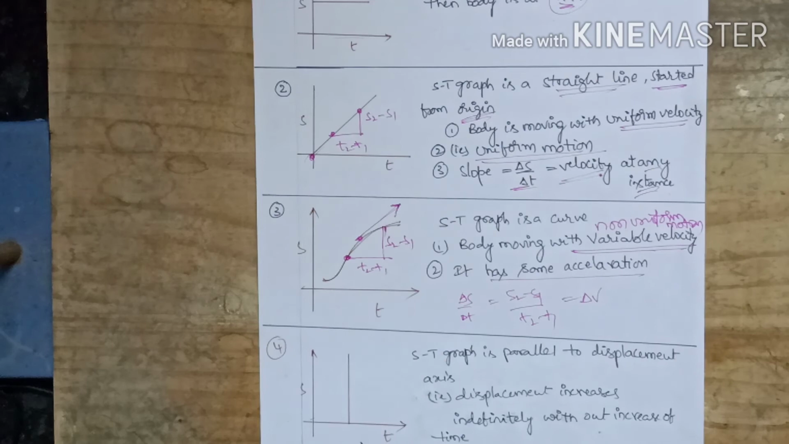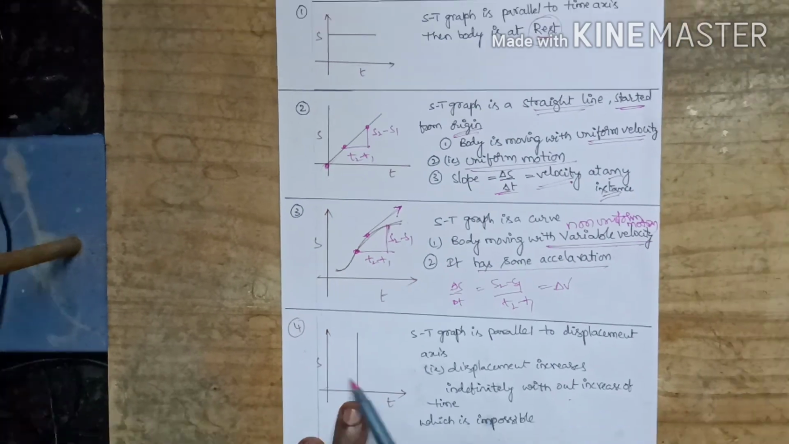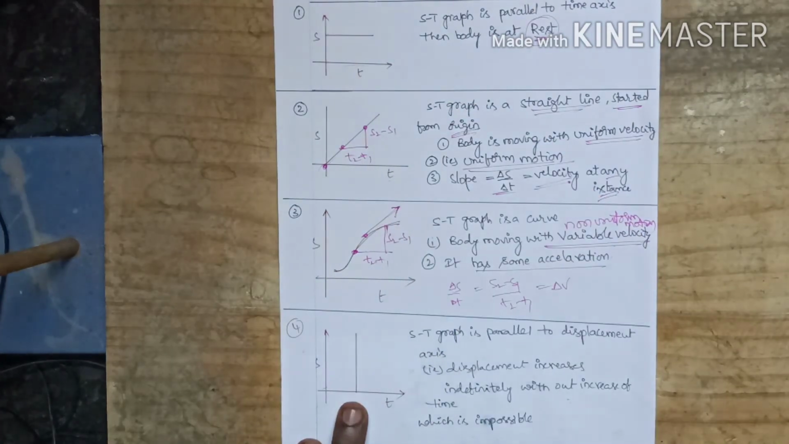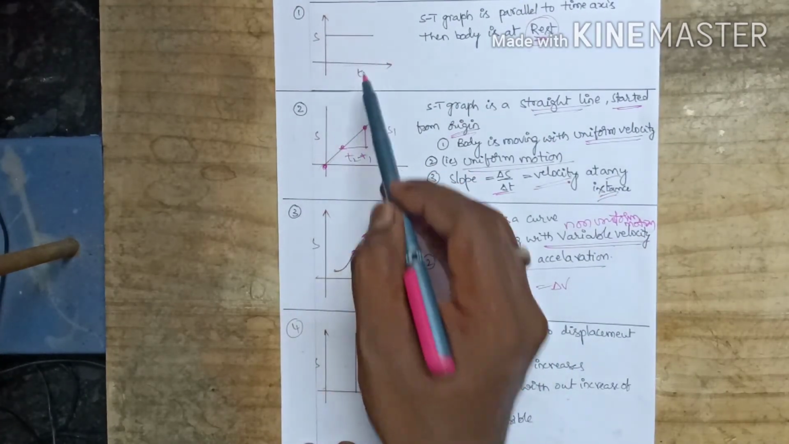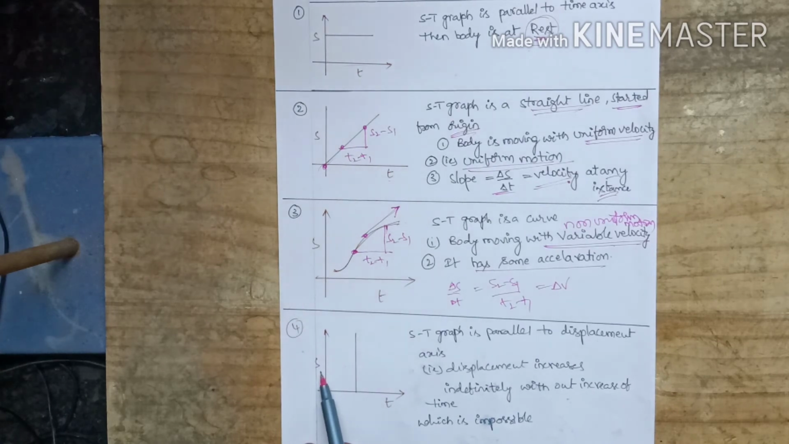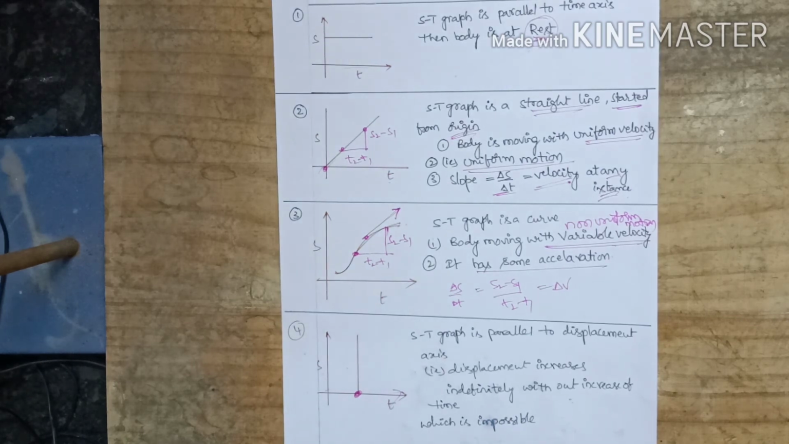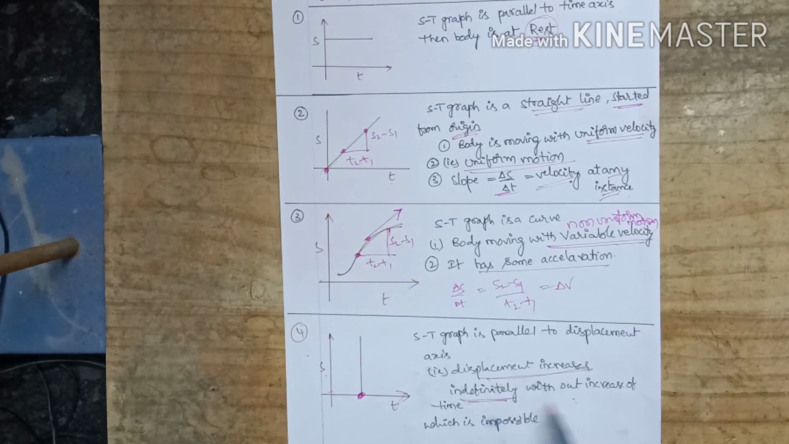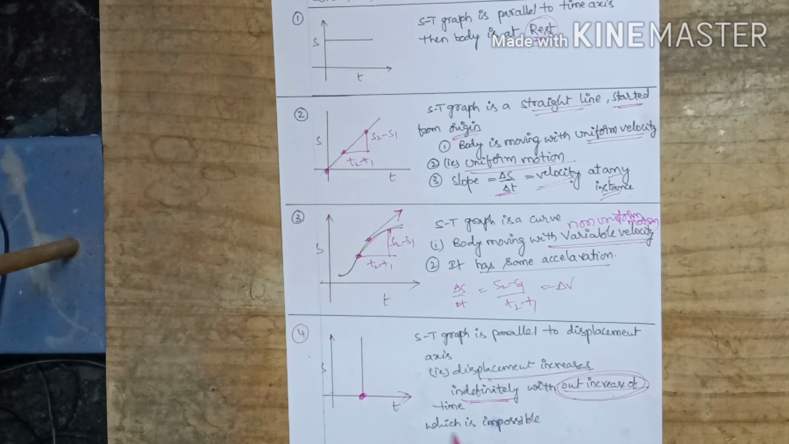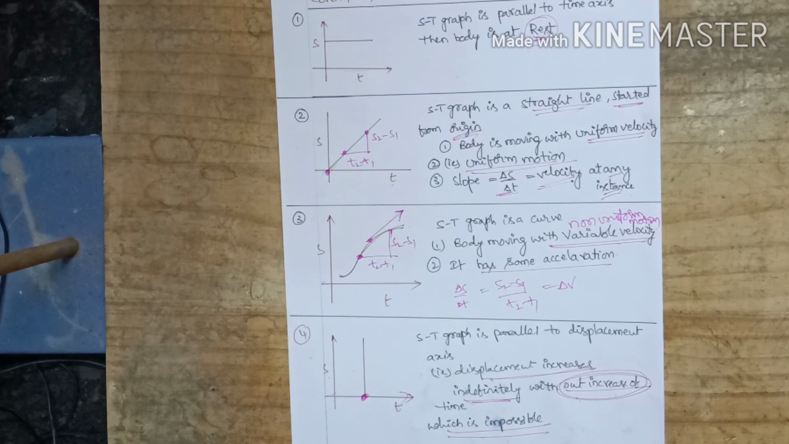Now observe the last case. Here the given graph is parallel to the displacement axis, exactly opposite to the first case. In the first case the graph is parallel to the time axis. Here it is parallel to the displacement axis. It is not possible. Why? Because time does not stay for us. Time is continuous: 1 second, 2 seconds, 3 seconds. Time continuously moves on. But what this graph is saying, constant time, means 10 hours? No, that is not at all possible. So displacement increases indefinitely without an increase of time. That is not possible, which is an impossible property.